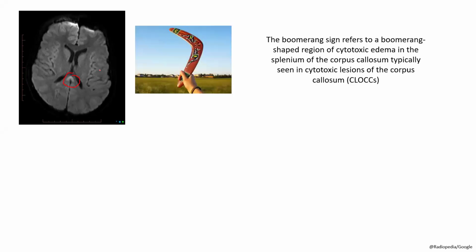What is happening in this brain MRI, DWI axial sequence? You can find a small focus of hyperintensity affecting the splenium of the corpus callosum, and it is giving an appearance of a boomerang. So this boomerang sign indicates a cytotoxic lesion of the corpus callosum.